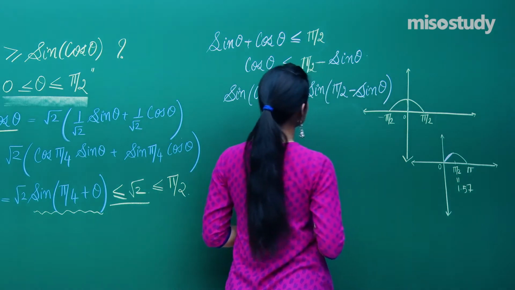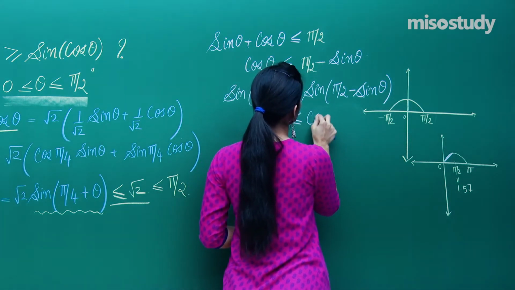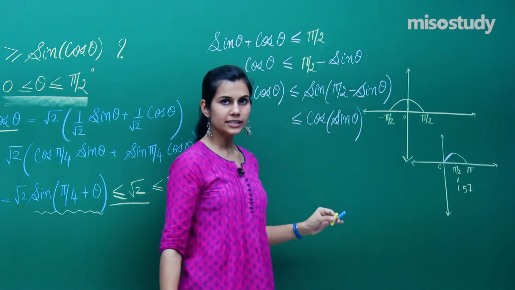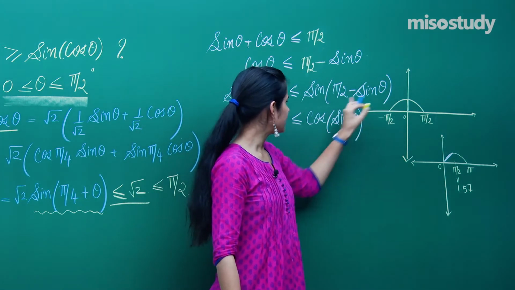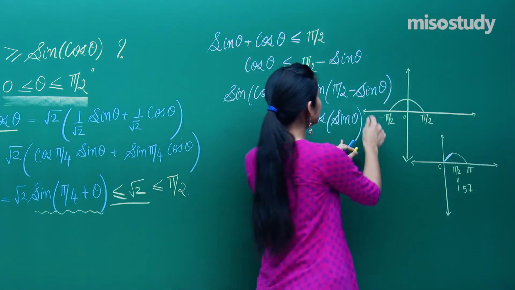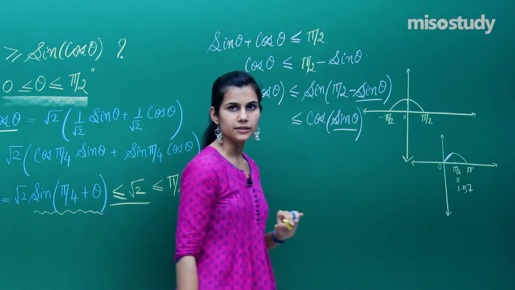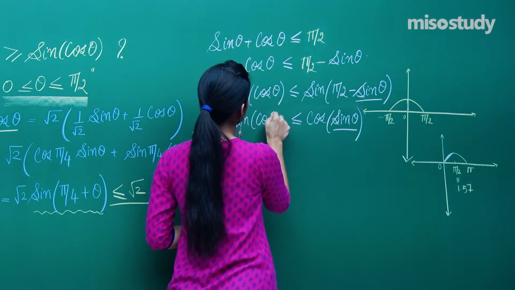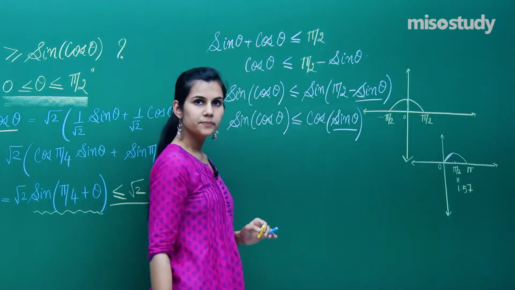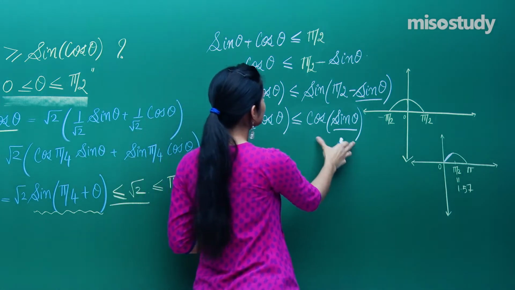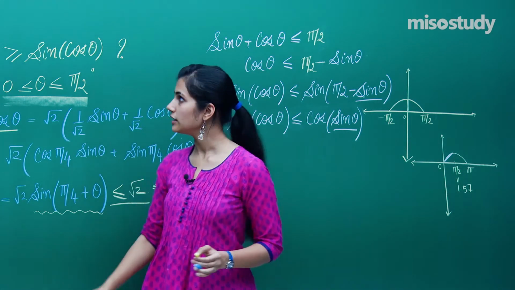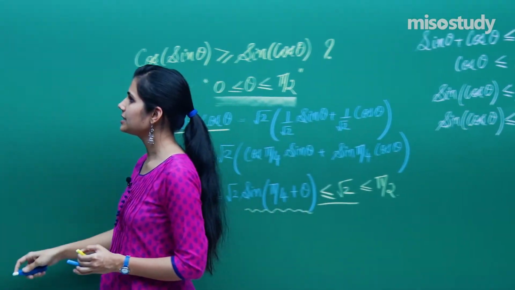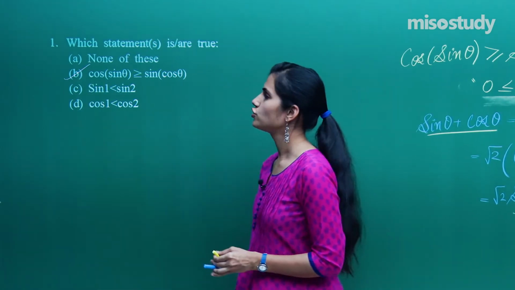sine 90 minus theta happens to be cos theta. So this will be cos of sine theta, right? Sine 90 minus theta is cos theta. Here theta is being played by sine theta. Fine. And here you have as it is LHS, sine of cos theta. That means sine of cos theta is less than equal to cos of sine theta. That means yes, it is very much true.